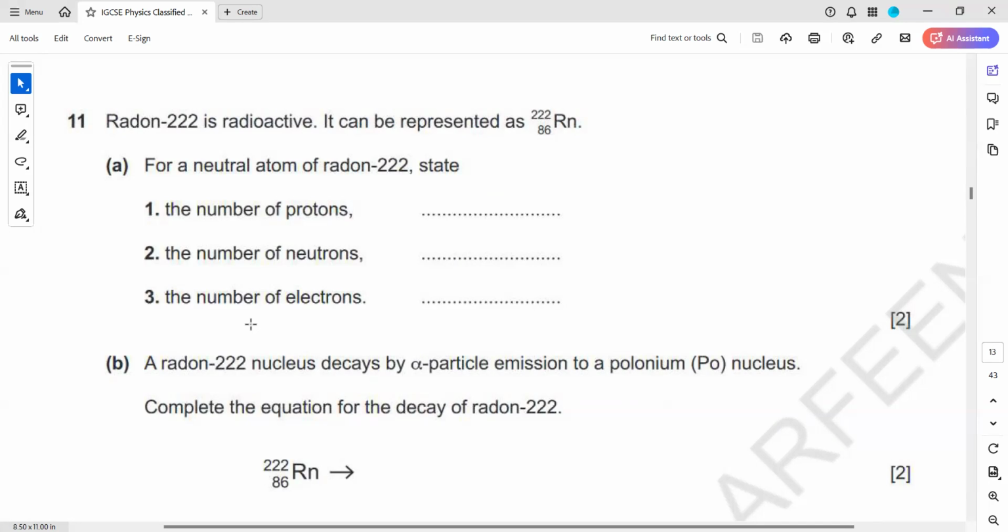Radon 222 is a radioactive. What is the meaning of the term radioactive? When we say a substance is radioactive, what is it? Unstable, or it emits out radiation such as alpha, beta, or gamma.